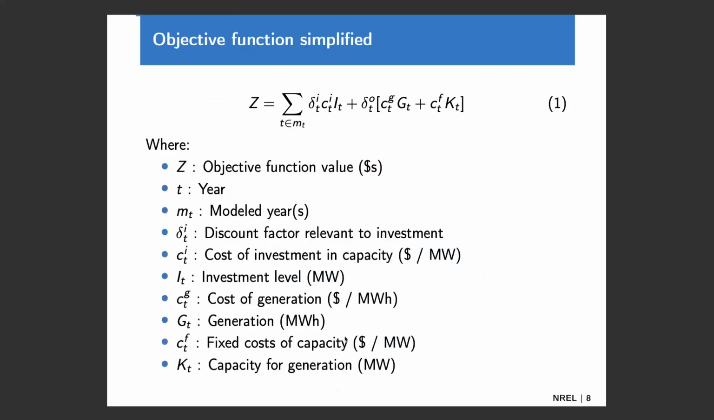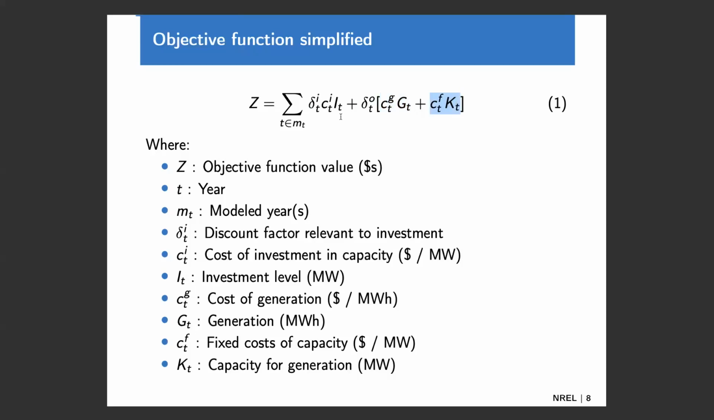Now, I mentioned we would discuss the objective function very quickly. So Z is my objective function value, and I'm seeking to minimize this value. What this is doing is, in the sum of years for modeled years, I'm taking the discount rate for investment times the cost of investment times investment. So this is my investment cost, plus the discount rate related to operations times the cost of generation times generation, plus the fixed cost for capacity times capacity.